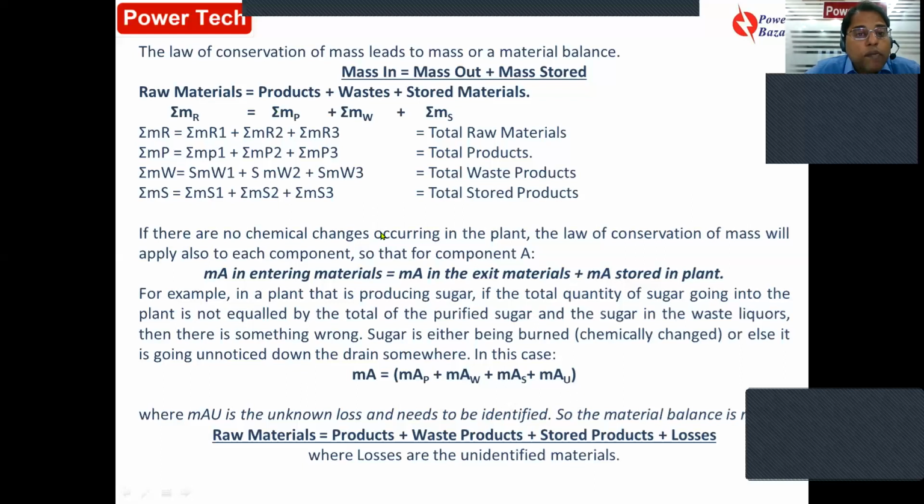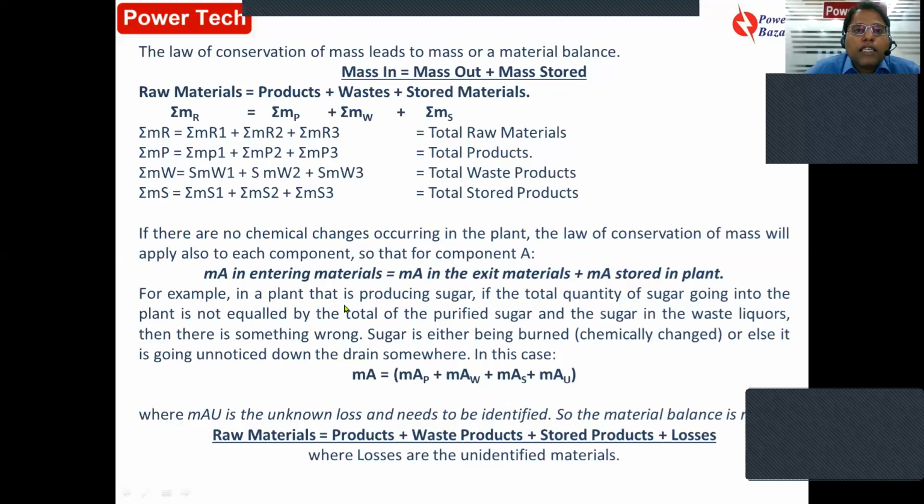Now, if there are no chemical changes occurring in the plant, the law of conservation of mass will apply to each component. So for component A, the mass of A entering in materials is equal to the mass of A in the process exit material plus mass stored in the plant. This is applicable when there are no chemical changes occurring in the plant.